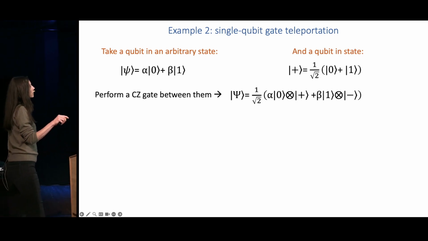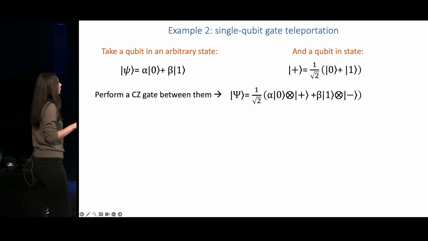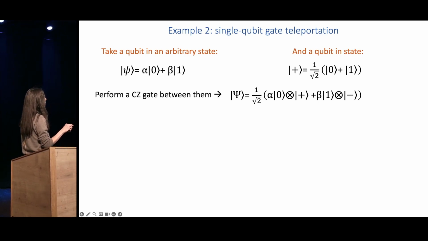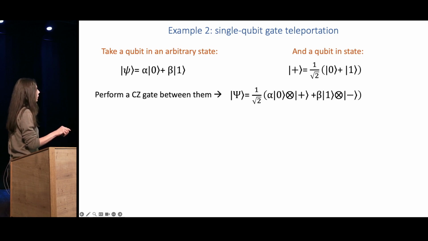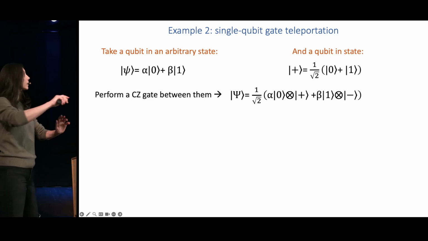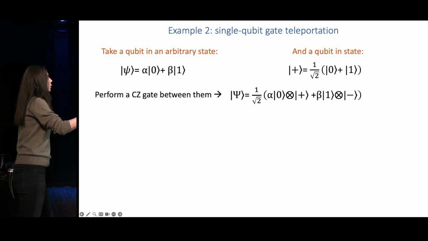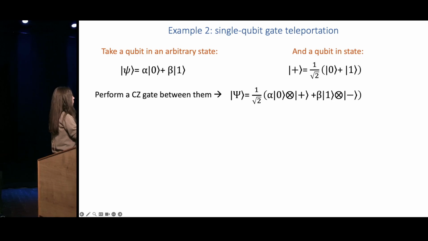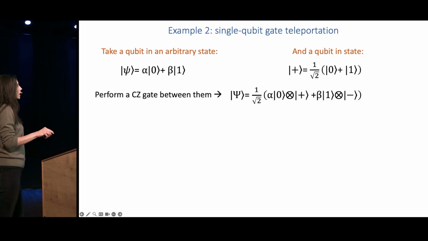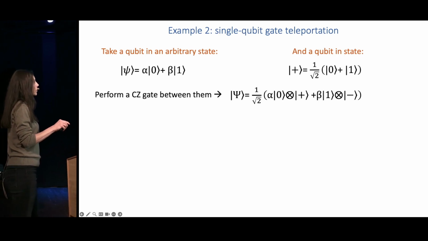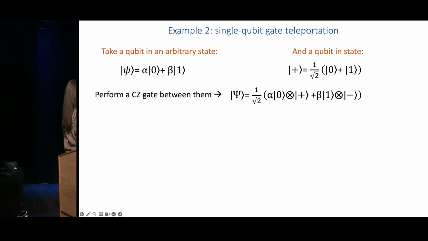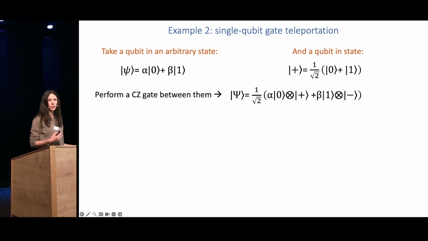So let's look at single qubit gate teleportation. Let's take a qubit and put it in an arbitrary state psi, alpha 0 plus beta 1, and another qubit in state plus. If I want to create a graph state, both would be in plus, and I do a CZ. But here I'm allowing one of the two qubits to be in a more general state. So alpha and beta can be anything. And then I do a CZ gate between them. So it looks a lot like creating a graph state, and I get this state. If alpha and beta are both 1 over root 2, then this is exactly a graph state.